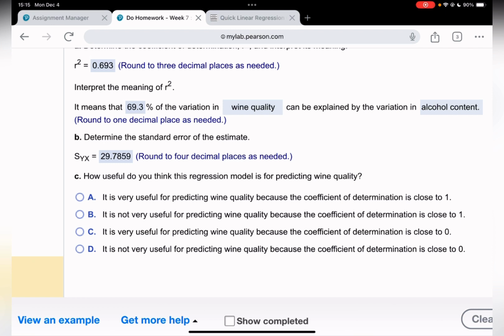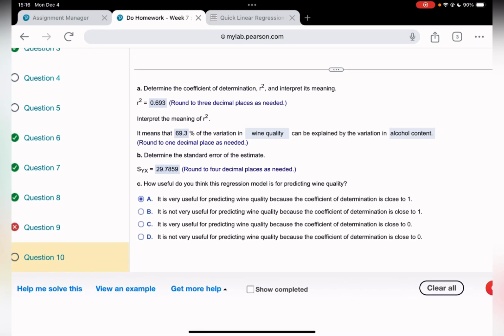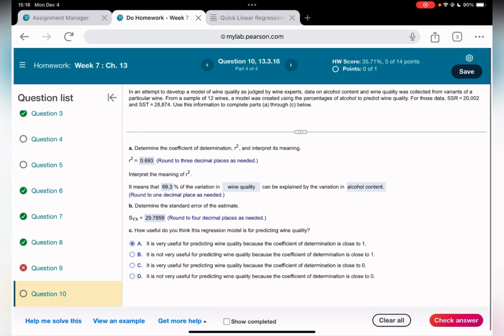Because how much is the value of our coefficient of determination? Remember, it runs from 0 to 1, right? In case A, it says very useful because the coefficient of determination is close to 1, and C says it's very useful because the coefficient of determination is close to 0. If it's close to 0, there is nothing to predict, so it's going to be close to 1, 100%. So this is going to be our answer, because 70% is closer to 100% than to 0.